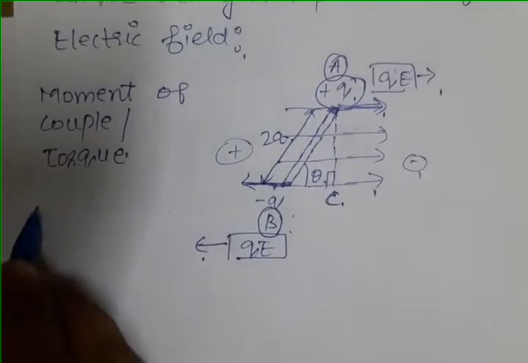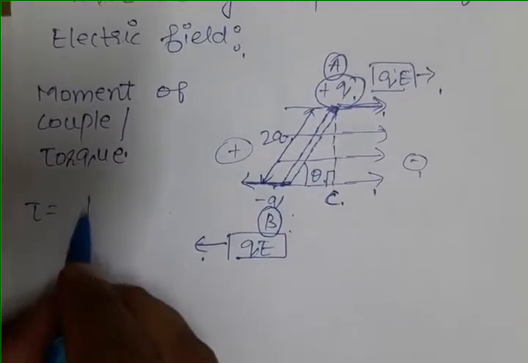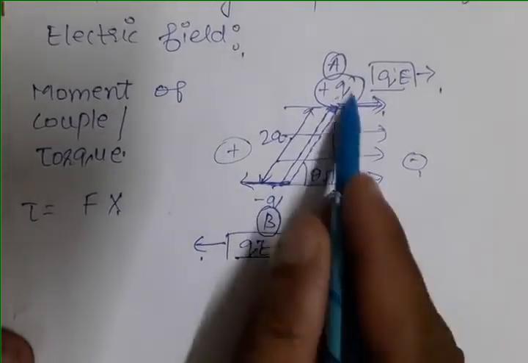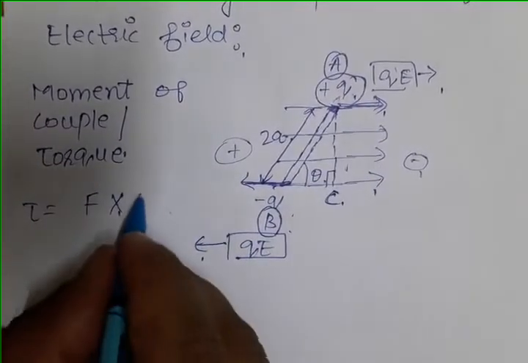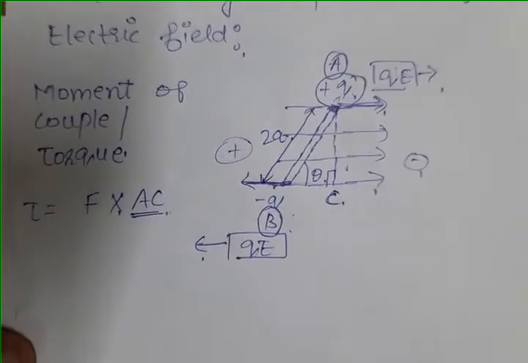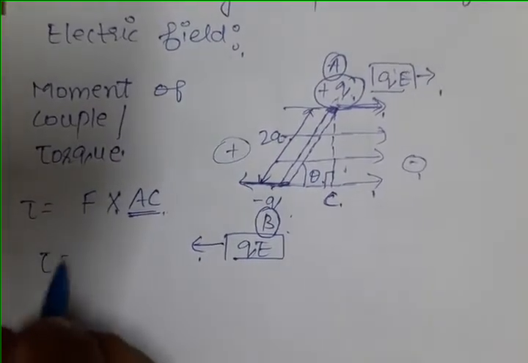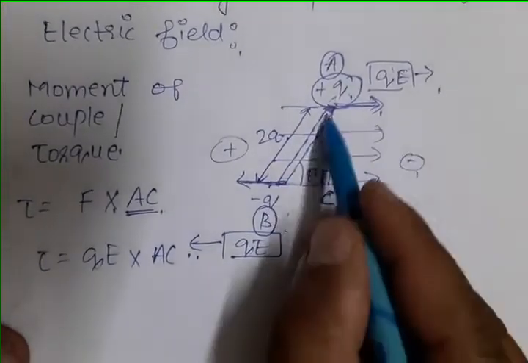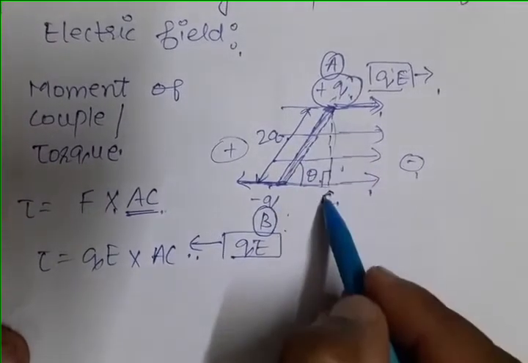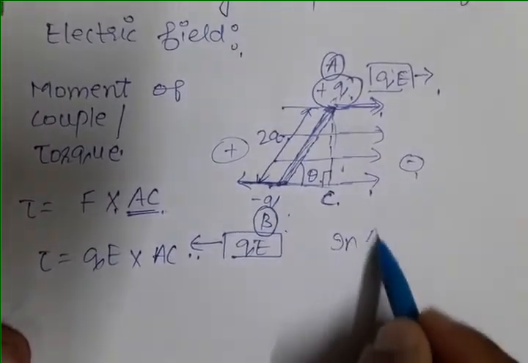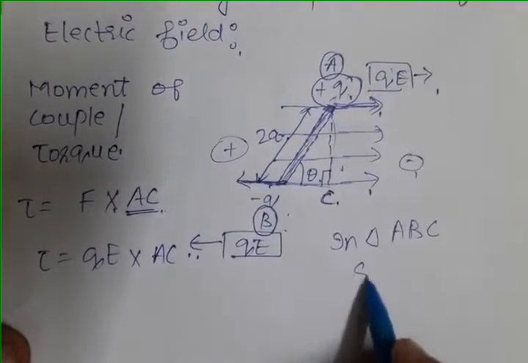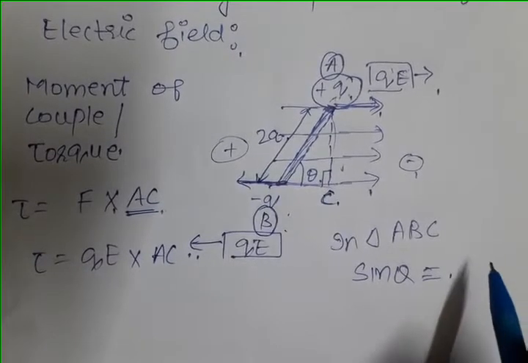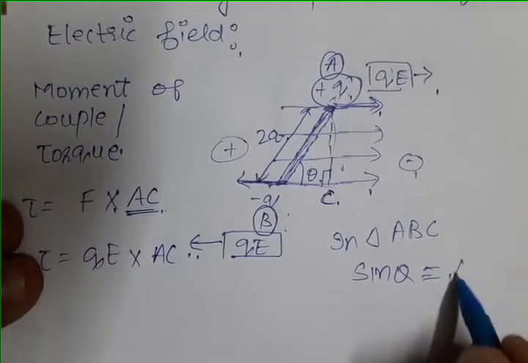So what is the formula to calculate torque? You know that it is either force multiplied by the perpendicular distance between their lines of action. That perpendicular distance here is AC. Now the force is qE, either magnitude, into AC. Now see this triangle ABC. If you find sine theta, what is sine theta? It is perpendicular upon hypotenuse. What is the perpendicular? Perpendicular is AC.